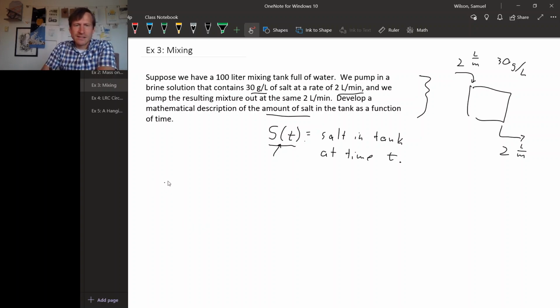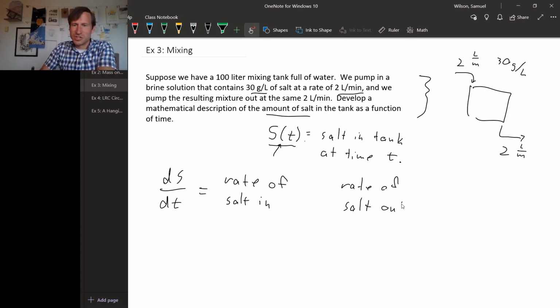Okay, so let's think about how the amount of salt in the tank is changing. So what is the rate of change of salt in the tank? Well, there's salt flowing in and there's salt flowing out. So the salt flowing in is going to make a positive contribution to this rate of change. So we could figure out the rate of salt flowing into the tank. And then the rate of salt flowing out of the tank is going to make a negative contribution to dS/dt. So we need a minus sign on that one.